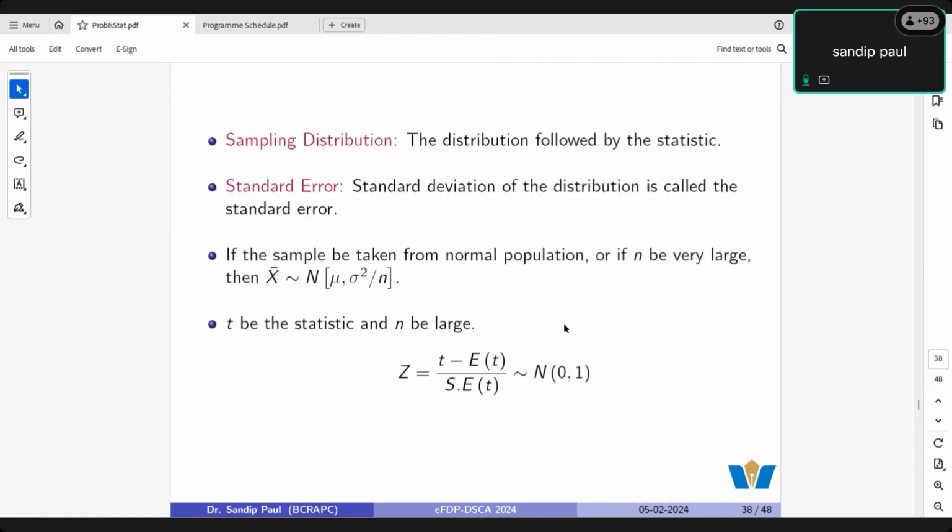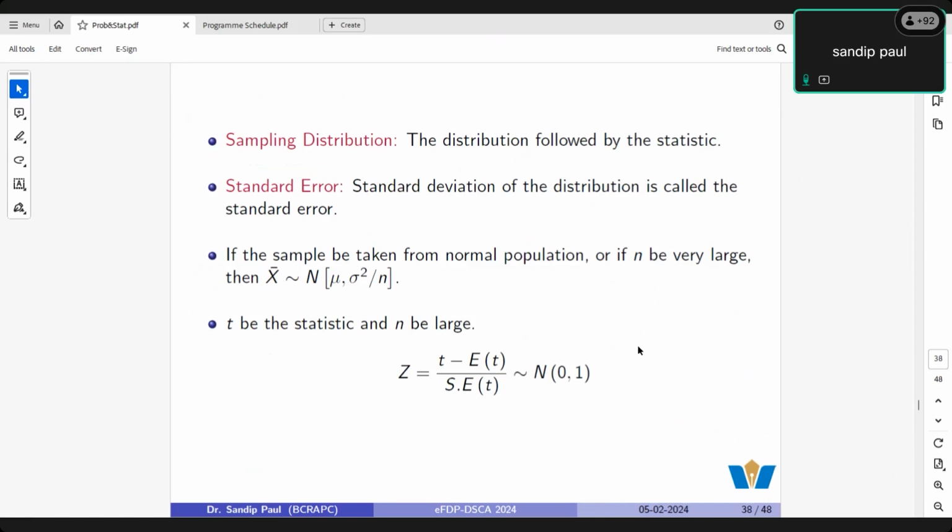Now actually what we do by taking samples, we generally want to predict something about the population, and it is called the inference about the population. We want to give some insight or give some information about the population by taking a small portion of it.